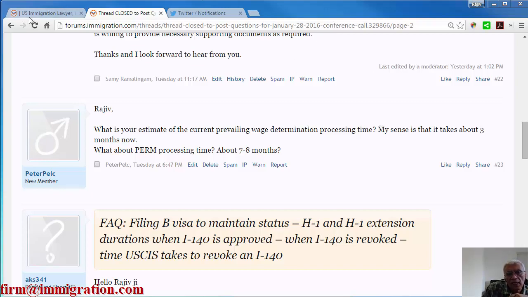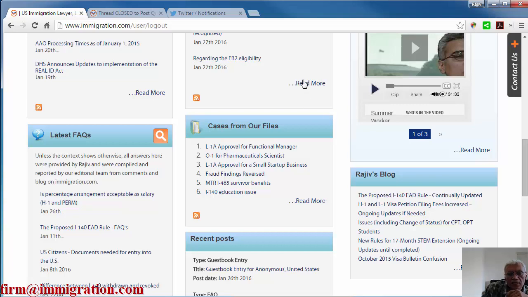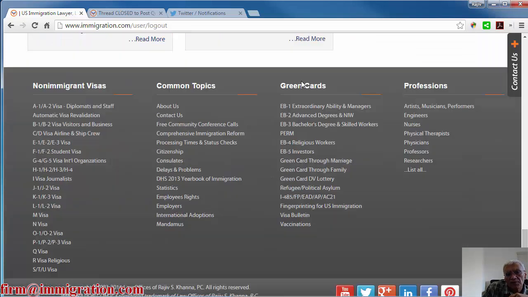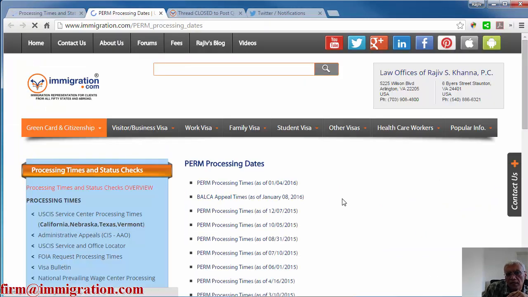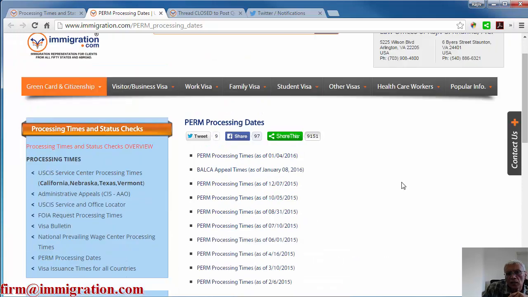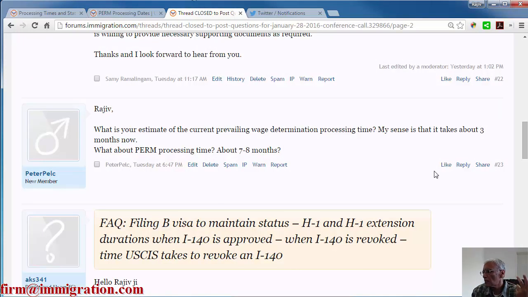And by the way, we do keep the current times. If you go to our website and go to the footer, under common topics, you will see processing times and status checks. Click there. We keep everything updated. And here are the PERM processing dates. You'll see historic data as well as current data. It's right there. Any follow-up questions on this issue? These are simple issues. Any follow-up? Press *5. No issue.